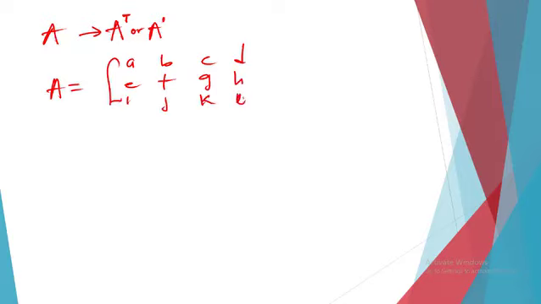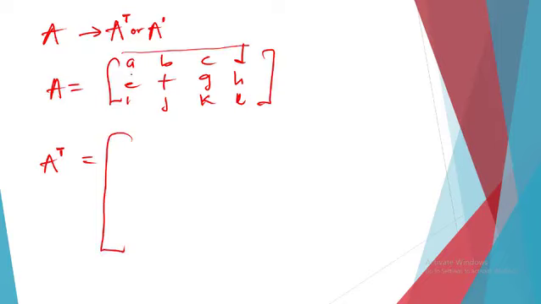That's what it means. So, for instance, if we have our matrix A equal to A, B, C, D, E, F, G, H, I, J, K, L, then the transpose of A, which is A raised to power T, is equal to making the first row the first column, making the second row the second column, and making the third row the third column.